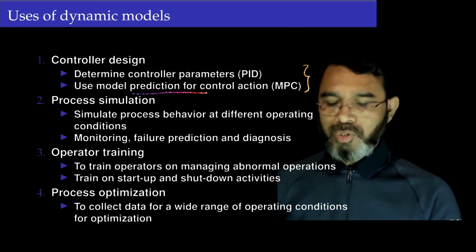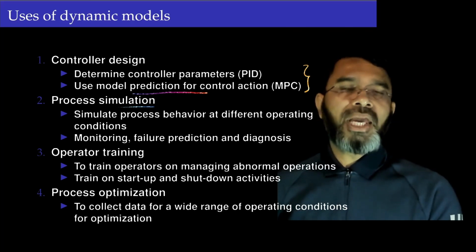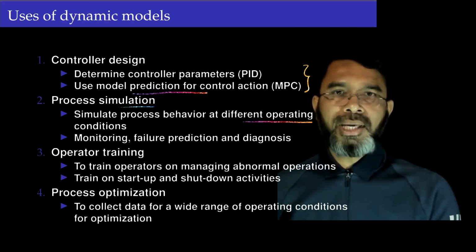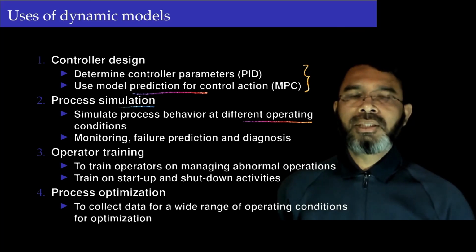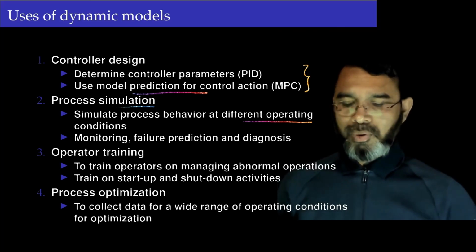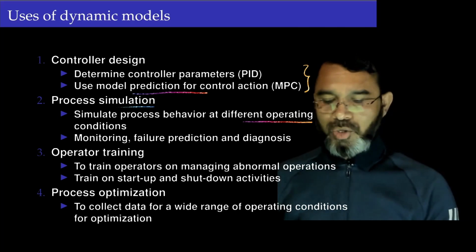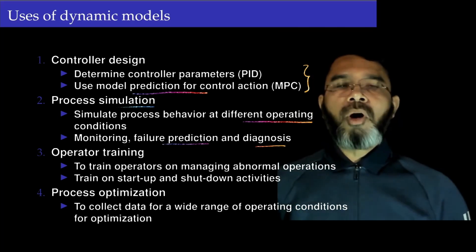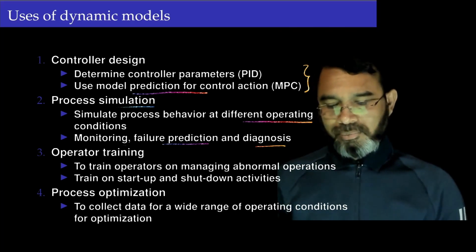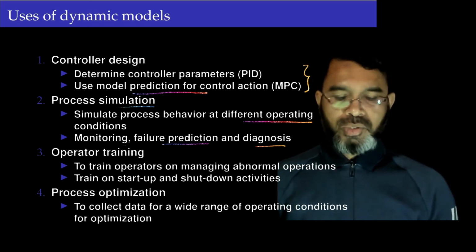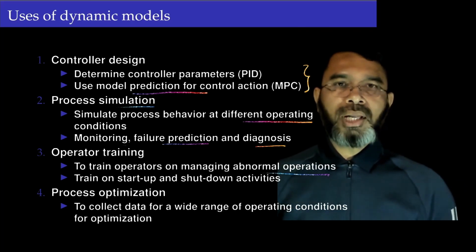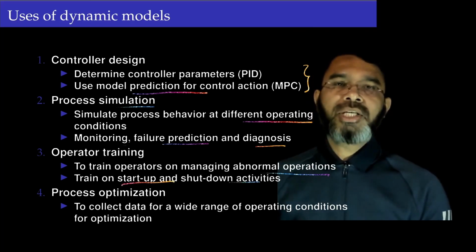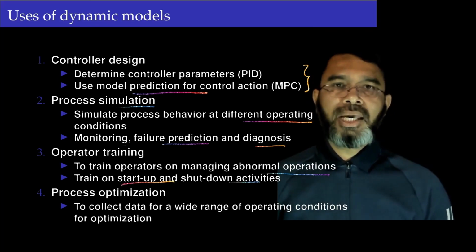For example, for process simulation. To simulate the behavior of the process under different operating conditions, it's often useful to use a model instead of trying to understand the process behavior using the real process. Now, this simulation can be used for monitoring, for failure prediction, and diagnosis. Models can also be used for operator training. For example, abnormal operations can be simulated using the model, and that can be used for training operators. Also, the startup and shutdown activities can be simulated using the model.